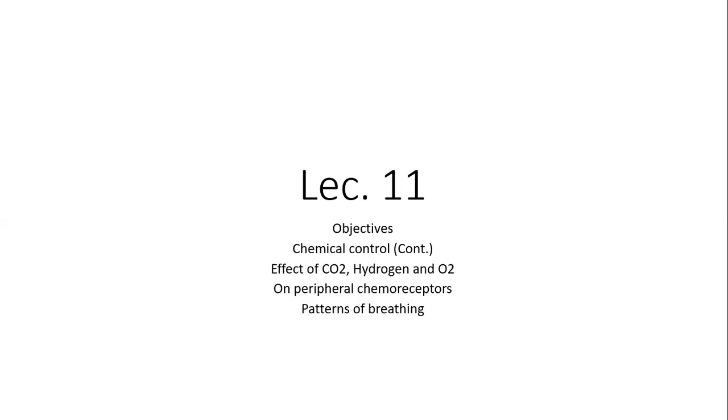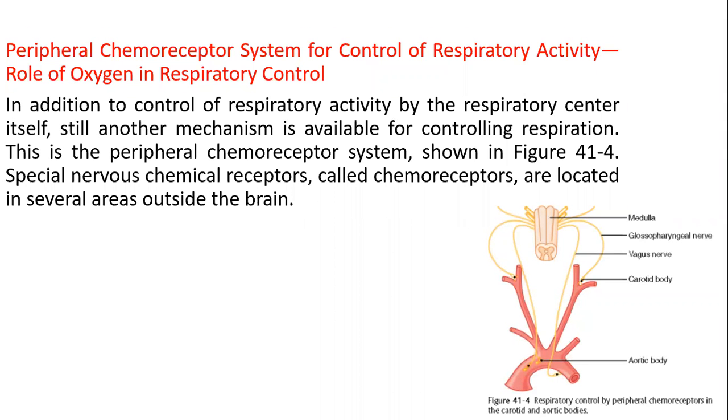ناخذ effect of CO2 والهيدروجين والأكسجين on the peripheral chemoreceptors، وناخذ patterns of breathing. Peripheral chemoreceptor system for control of respiratory activity, role of oxygen in the respiratory control. بالمحاضرة السابقة قلنا إنه ال central effect mainly هو CO2 والهيدروجين اللي هو يرفع الريسبيراتوري سنتر. بالنسبة للبريفرال كيموريسبتورز المؤثر الأساسي هو الأكسجين.